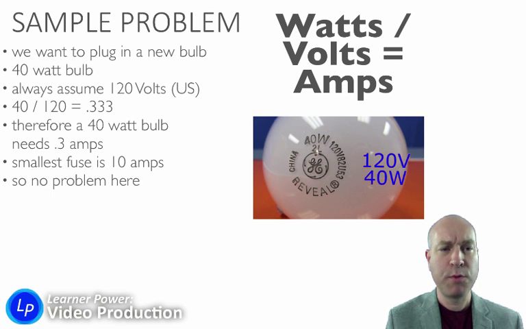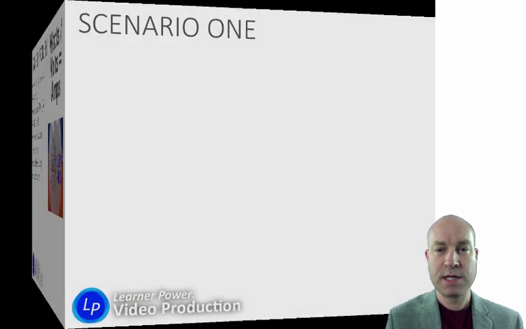How many? Well, let's see. 0.3 goes into 10. I think that's about 30. We could plug in about 30 40 watt bulbs on a 10 amp branch and have no problem of overloading it. So that's not a worry.